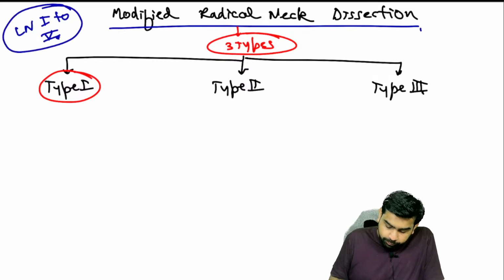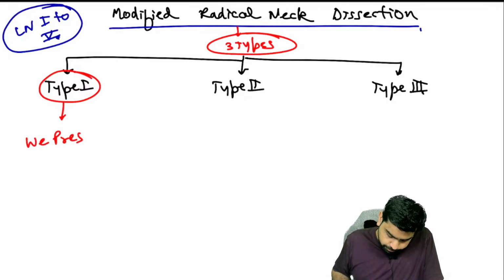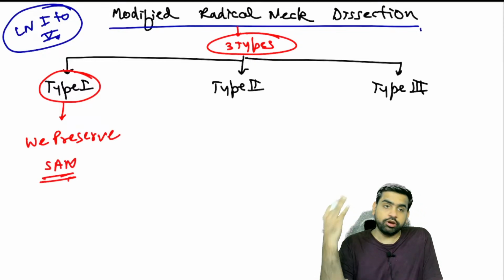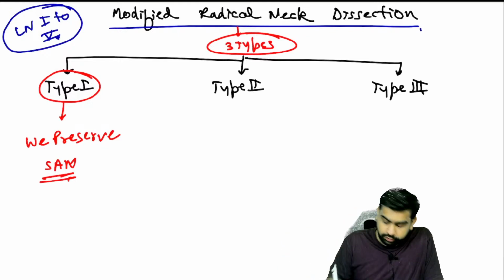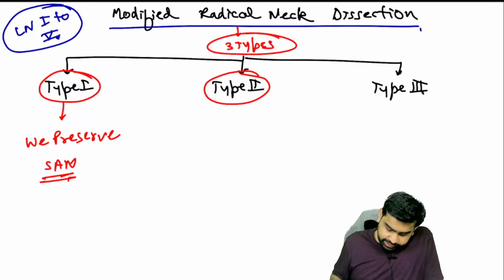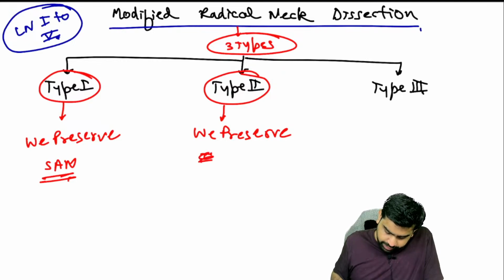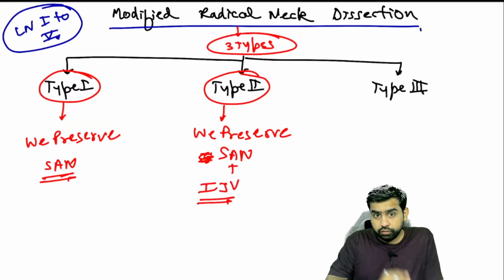But in type 1, what is unique? In type 1, we preserve the spinal accessory nerve. It means that the sternocleidomastoid and the internal jugular vein are removed, but we preserve the spinal accessory nerve. In the type 2 modified radical neck dissection, we preserve the spinal accessory nerve plus the internal jugular vein. Both these things are preserved.